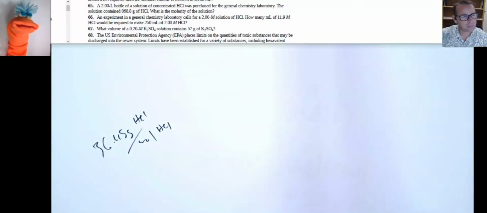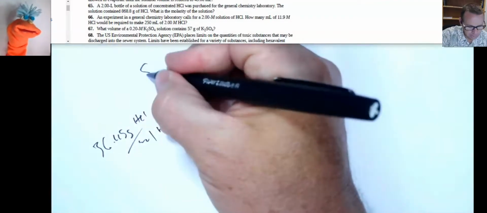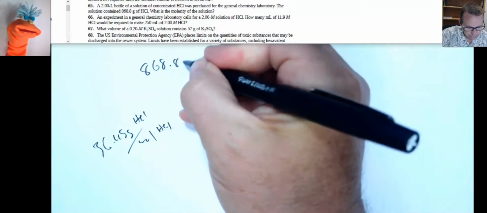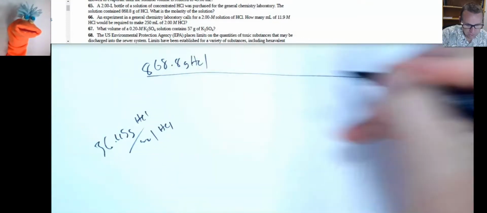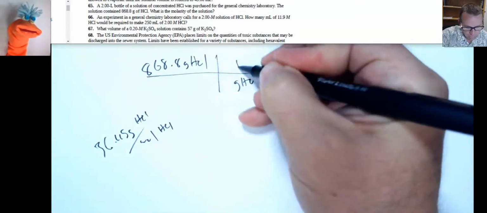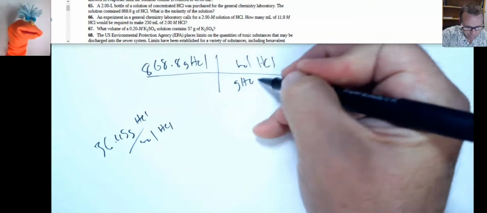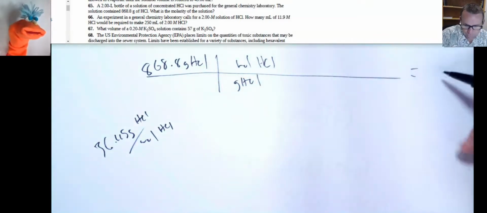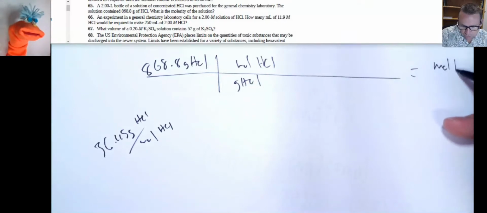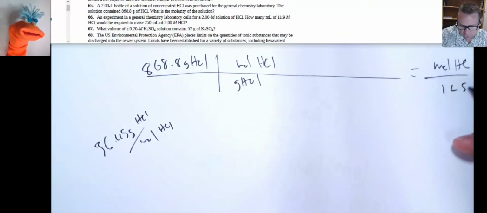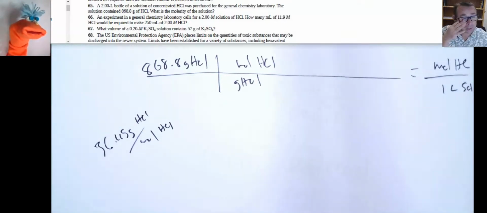And then what do I do with that? Well, you have 868.8 grams. And now I need to go from grams of HCl to moles of HCl, right? Yep. And I want what? Moles per liter. Moles of HCl for every liter of solution, right? How many liters do we have? 2-liter bottle.